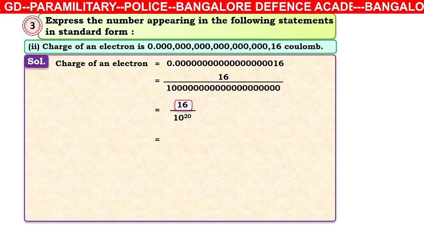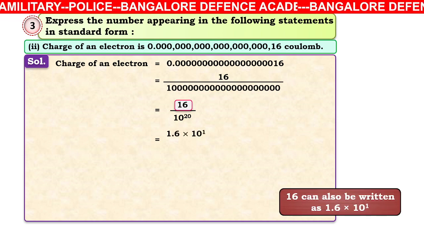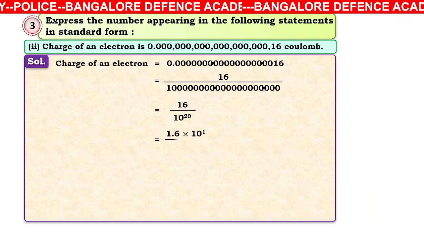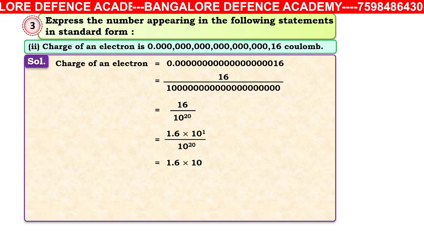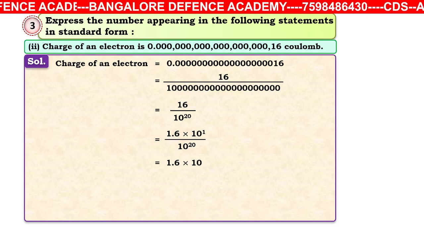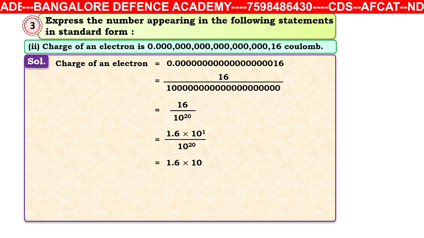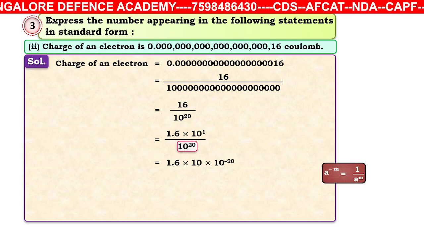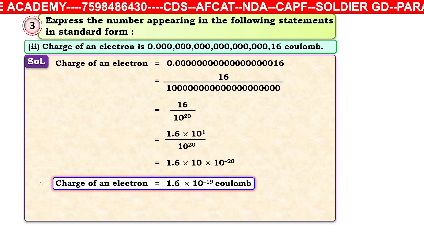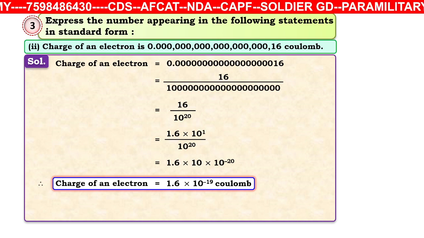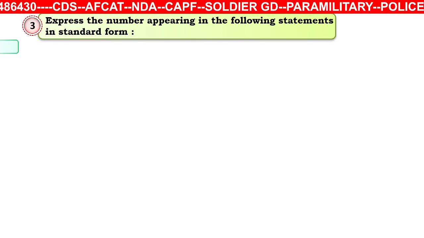So now 16 will be as it is, or you can take it as 1.6 into 10 to the power of 1, and this is 10 to the power of 20. When you subtract the powers of 10, you get 1 minus 20, that is minus 19. So the answer is 1.6 into 10 to the power of minus 19. This is the charge of an electron. In physics, we will be using these values for solving the problems.